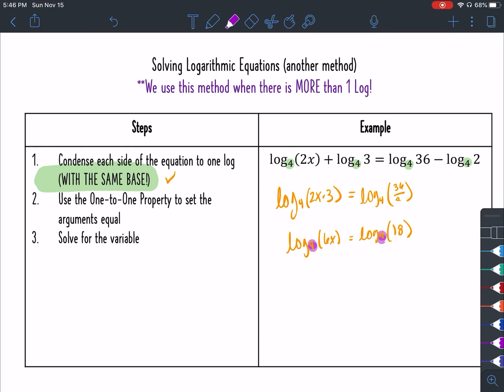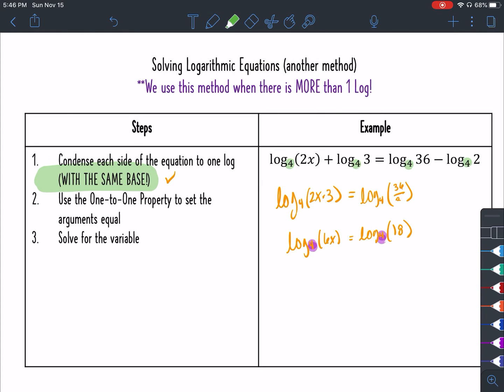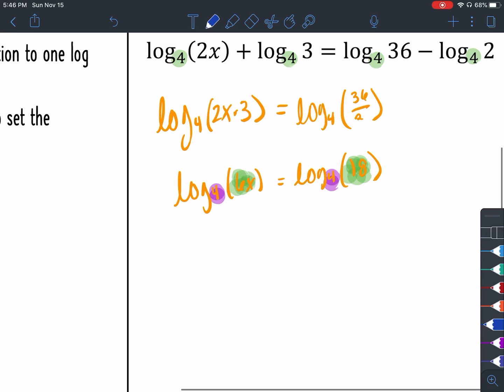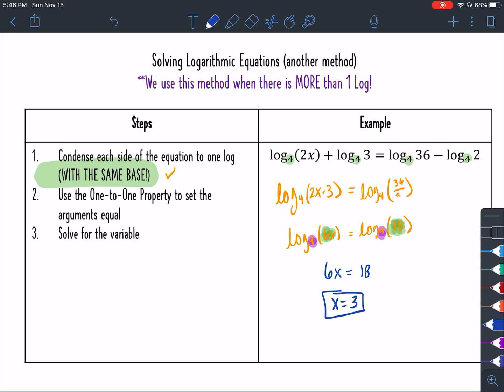That one-to-one property again says if they have the same base, their exponent must be the same. But if we think critically, we know that in the world of logarithms, the exponent is really represented by the argument. So that means their argument must be the same. So since the bases are the same, their arguments are the same, so we can say 6x equals 18. Very last step, go ahead and solve. Once again, before I greenlight it, before I'm definitely sure, plug it back in. This is the only place with an x, so 2 times 3 is 6. That's a positive number. We are good to go.